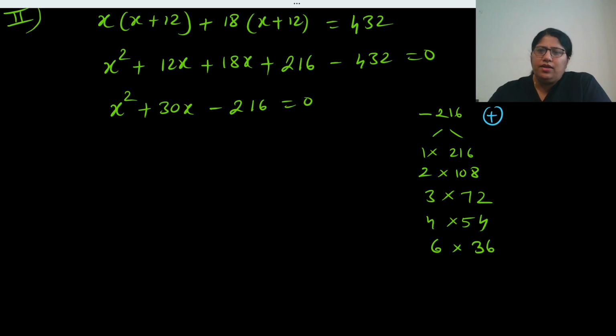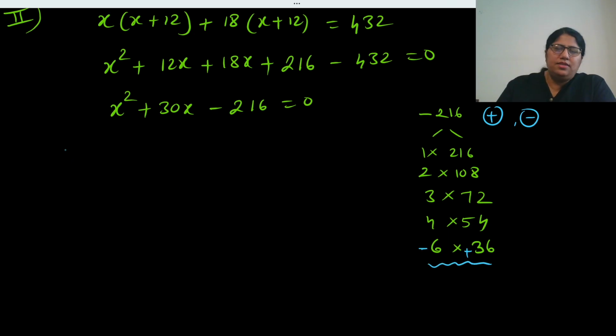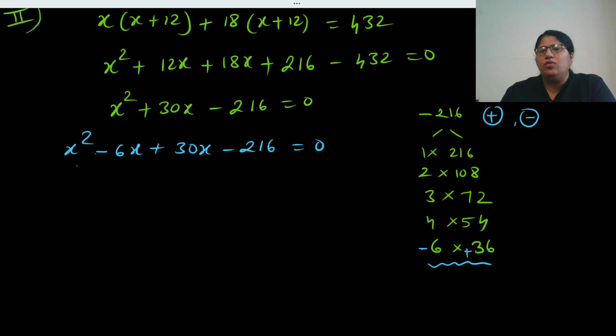This is because the product is negative, one value will be positive, another will be negative. So this will be plus 36 minus 6, right? So do the splitting of the middle term. It will be x square minus 6x plus 36x minus 216 is equal to 0, right? Now here if I take x common, x minus 6.